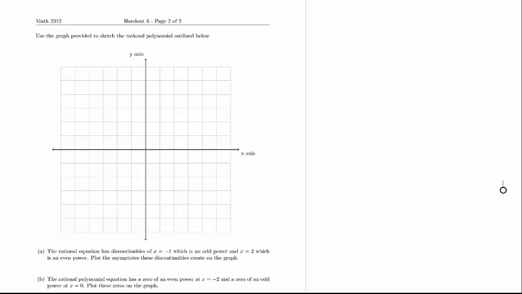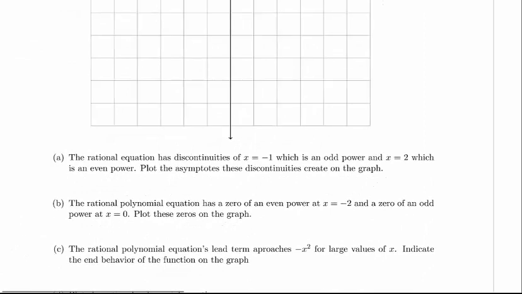So let's go ahead and start this off with A. We're given this first bit of information. We have a rational equation, and it's got some discontinuities. These discontinuities are at x equals -1, and that is an odd power. The next one is at x equals 2, and that is an even power. So discontinuity, what is that going to look like?